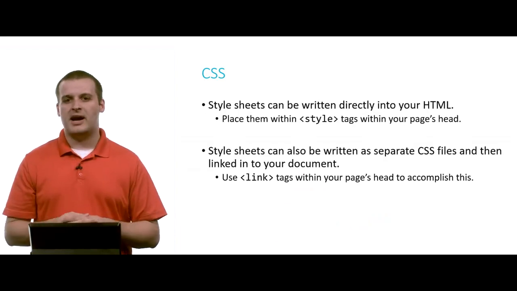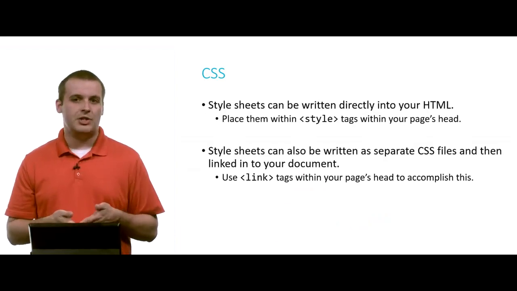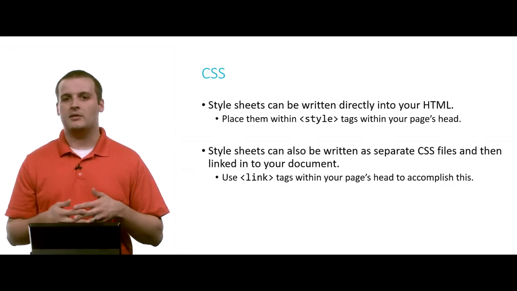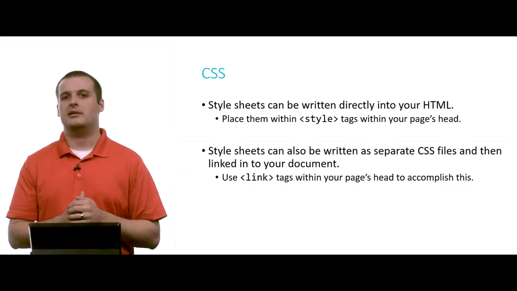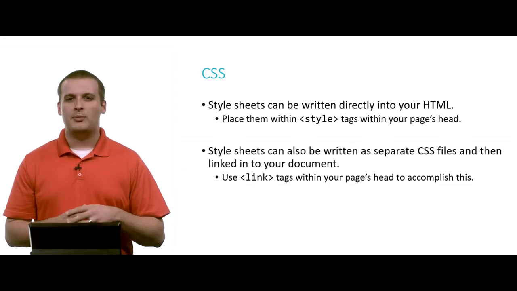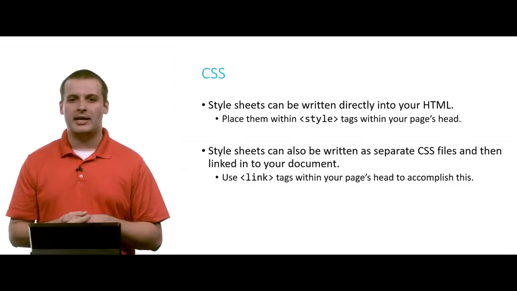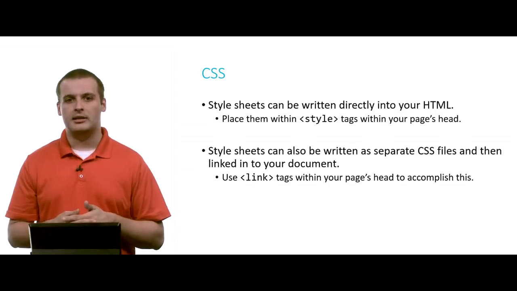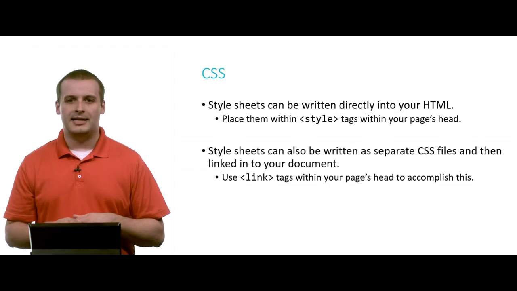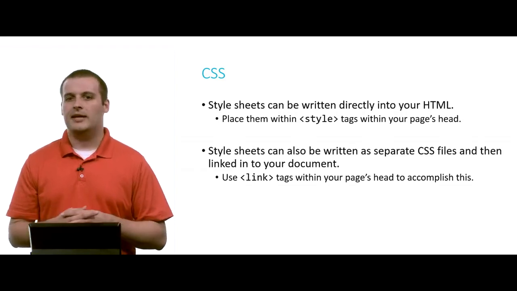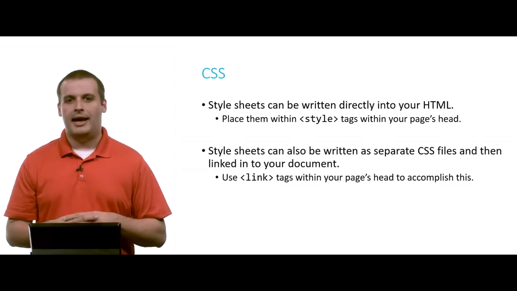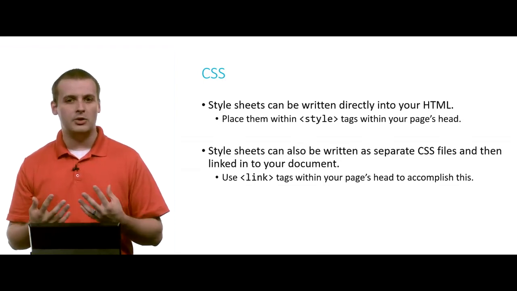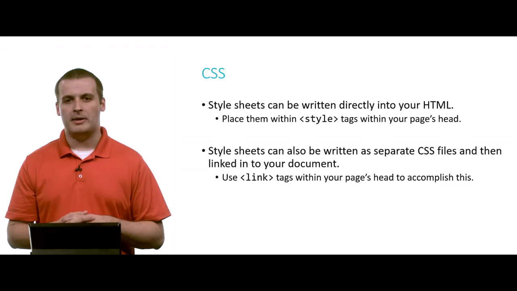There's two options for writing style sheets. You can write them directly into your HTML by placing the style sheets in between style tags, and those style tags go inside of the head tags of your web page. The perhaps more preferred way to do it is to write a separate .css file and then link it into your document using link tags. Link tags, again, are different from hyperlinks, if you recall from our video on HTML. And link tags are how we pull in separate files. It's sort of like the equivalent of a pound include for web programming.